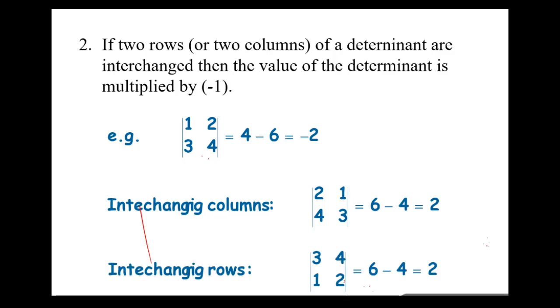When we interchange the rows, it is also the same. You can see that the determinant is 2, which is equal to -1 times the determinant of the original matrix.